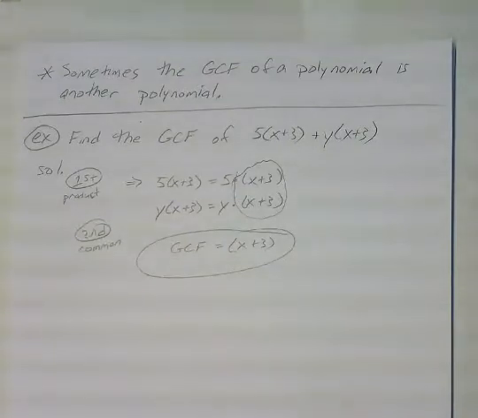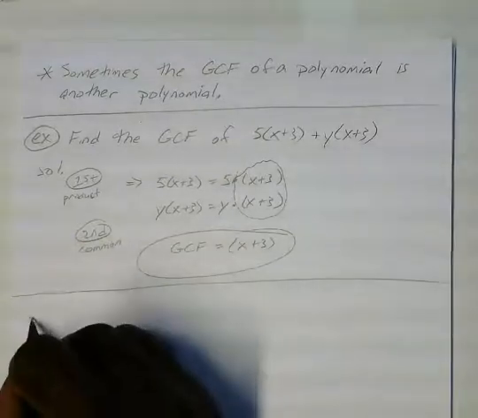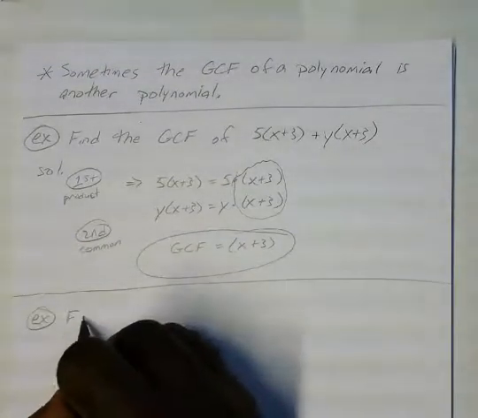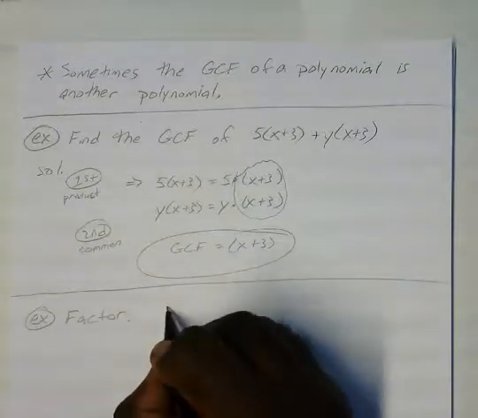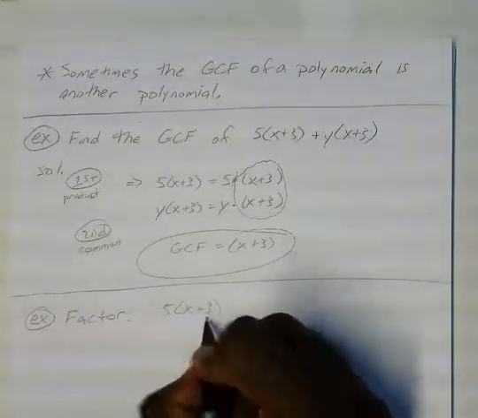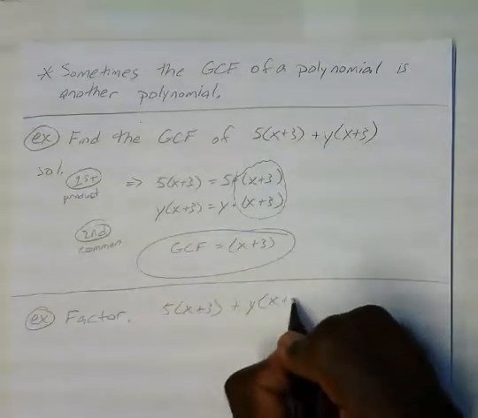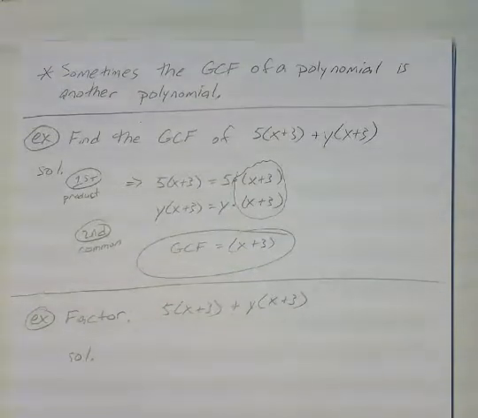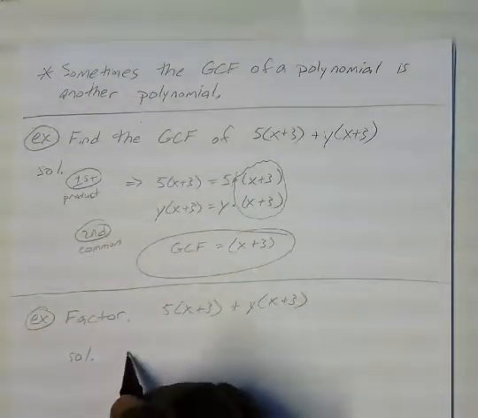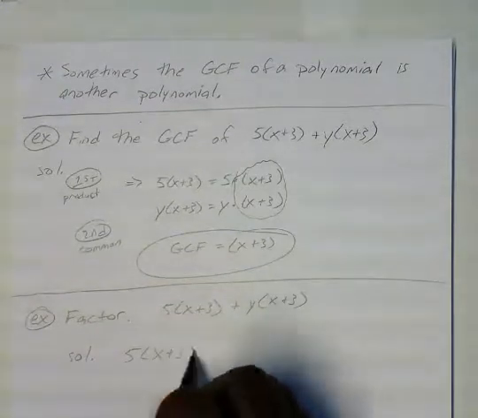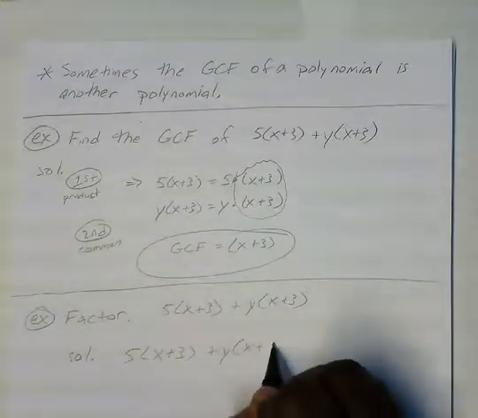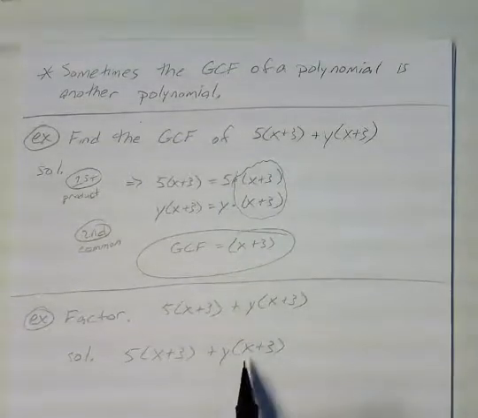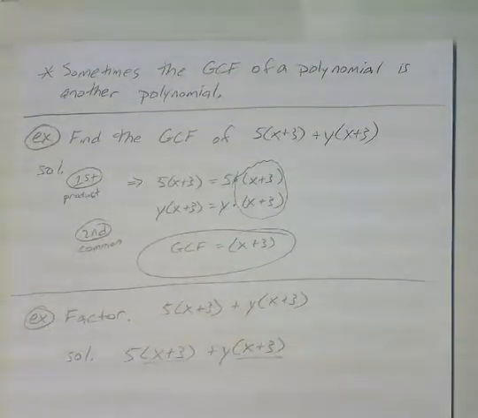Now if you wanted to factor it, there's a very quick way to factor, and I'll show you that one. So, for example, you want to factor 5 times (x + 3) plus y times (x + 3). It's a really easy way to do it. I'm just going to rewrite it. If you look at these two, the (x + 3), they both have in common. It's already factored for you.